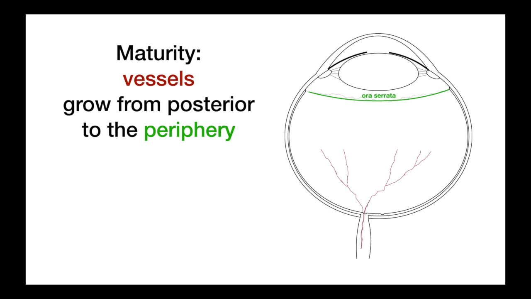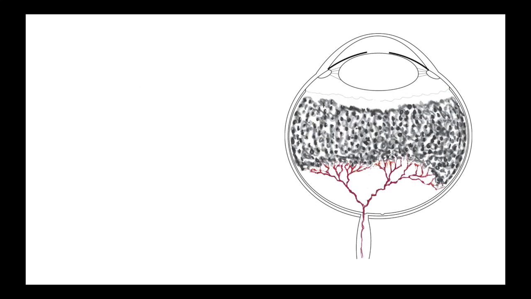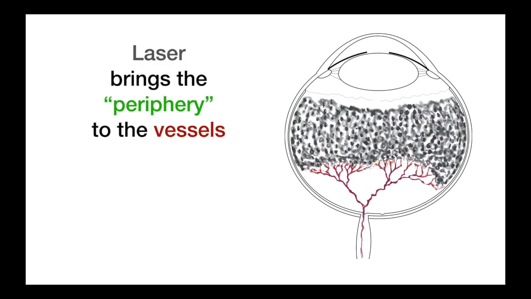Mature retinas that are safe from ROP reach the far peripheral retina, or the ora serrata, and if the vessels grow all the way to there, we have maturity. Another way to protect the retina is the laser brings the periphery to the vessels. This is another way to become safe from ROP.